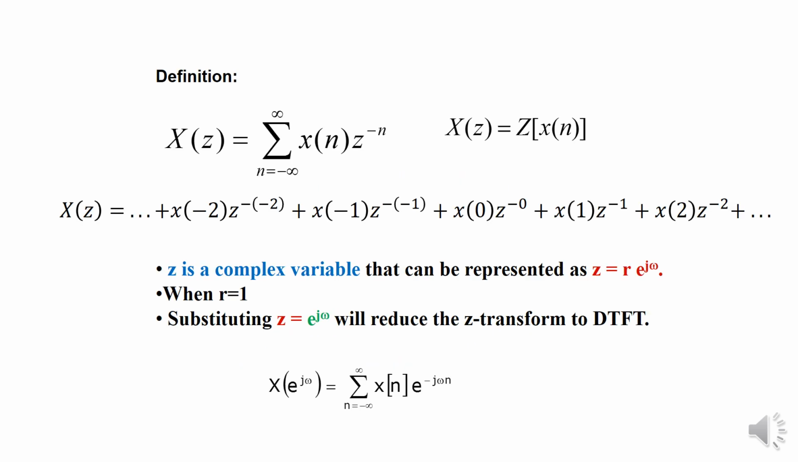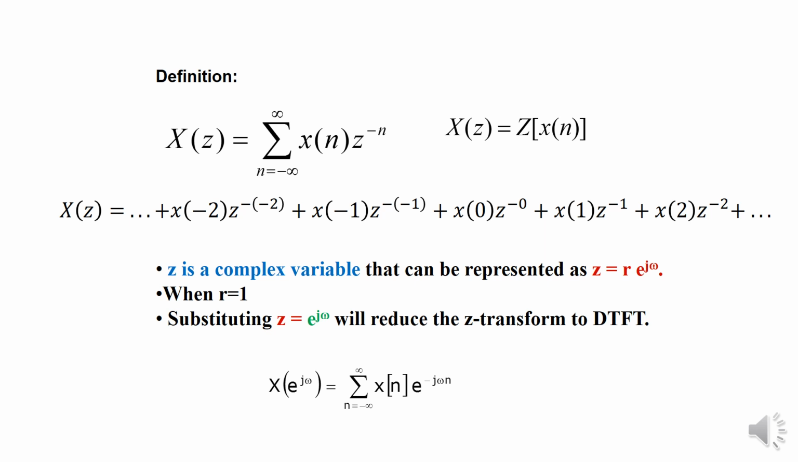Okay, so this is the definition of Z transform. X(z) is equal to sigma n equal minus infinity to plus infinity x[n] multiplied by z to the power minus n, right? So we can represent this as just a representation: X(z) is equal to Z{x[n]}. That means Z transform of x[n] is equal to X(z), right? So you note down X(z) is the Z transform of x[n], right?